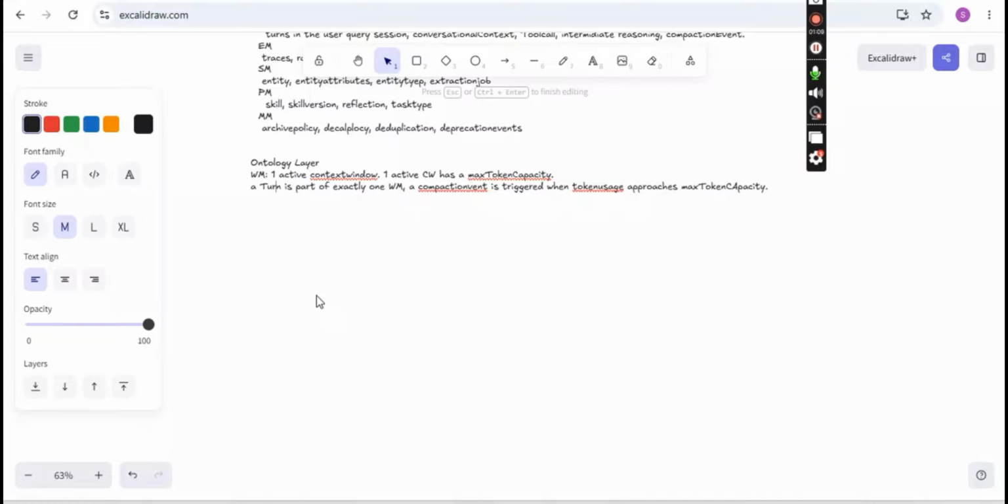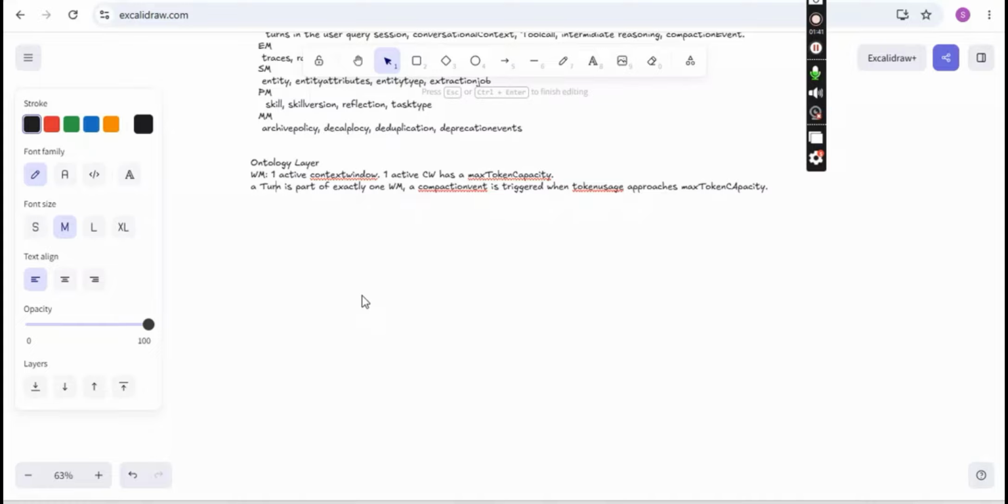When we are putting questions one by one, at first the user query came, the LLM responds something, then on top of that we try to know something else, so again the user puts another query. So these are the first turn, second turn, third turn, and these turns are part of the working memory only, because in the same session these turns are getting created. And the compaction event is triggered when token usage approaches max token capacity. This is a kind of rule.